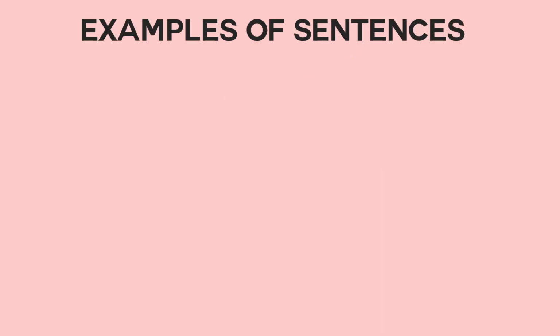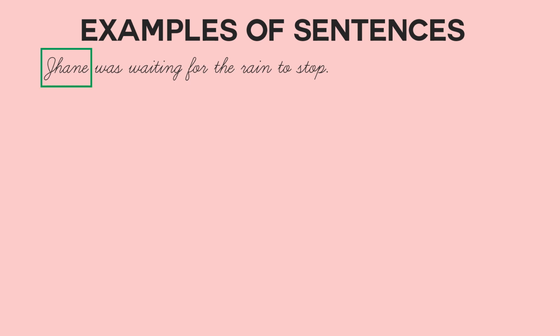Here are some examples of sentences. Let's identify the subject and the predicate in each sentence. Jane was waiting for the rain to stop. What do you think is the subject? Who do you think is being talked about? Yes, it is Jane. Jane is the subject. And the predicate is the part that says, was waiting for the rain to stop. If you can remember, we said that a predicate usually starts with a verb. In this case, the verb is the helping verb was plus the ing form of the verb.